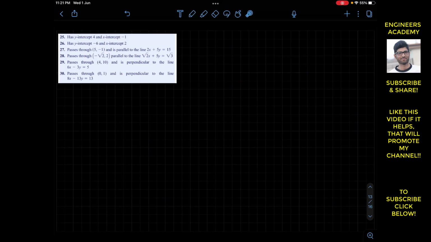Now the next problem is to find the equation of the straight line which passes through (4, 10) and is perpendicular to the line given by this equation. So we are given a point, let's say (x1, y1), which is equal to (4, 10), and the desired line is perpendicular to this given line. The given line is 6x minus 3y equals 5.